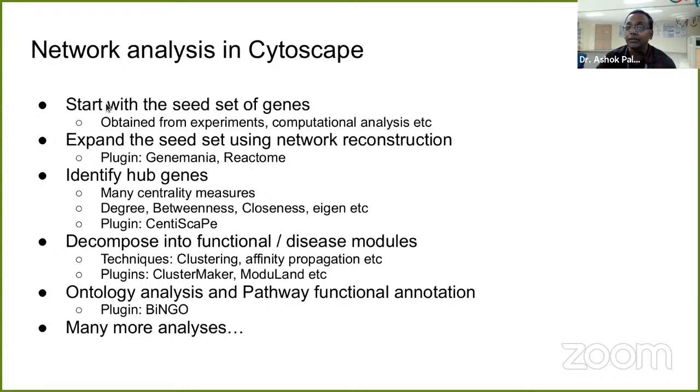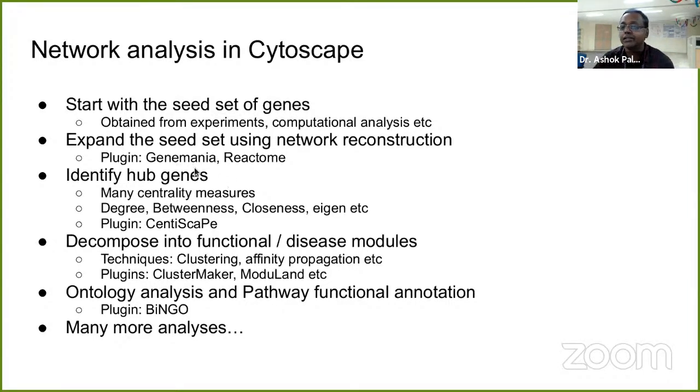To do the network analysis, we start with a seed set of genes. These could be obtained from experiments, GWAS, whatever source we have discussed so far, even from computational analysis. From these, we have to reconstruct the entire network. And how do we do that? There are some plugins for this. The seed set interacts with a lot of other genes, and like this, we can keep expanding the network, isn't it?